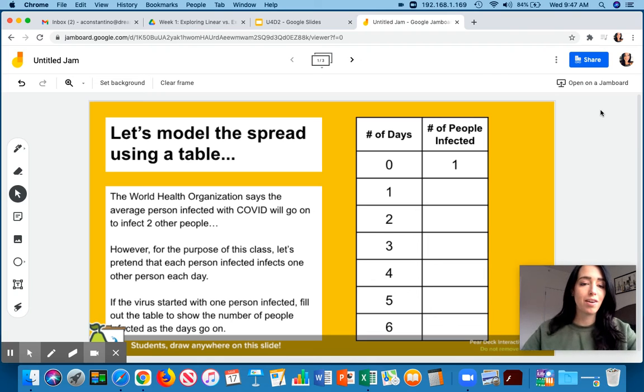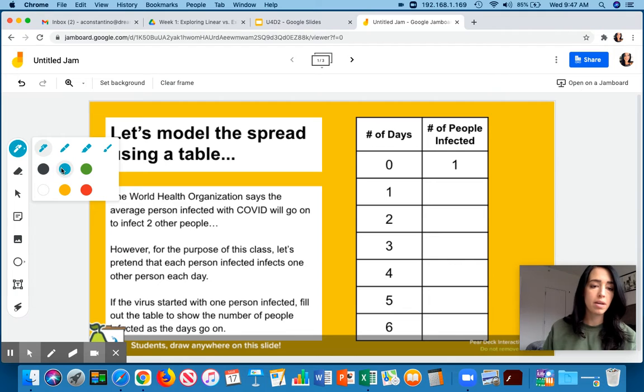Hey guys. All right, so let's model the spread of this virus using a table. Although the World Health Organization says that the average person infected with COVID will actually go on to infect two other people, for the purpose of today's lesson, we're going to simplify that a little bit and say that if I am one person infected with COVID, I'm going to go infect one other person.